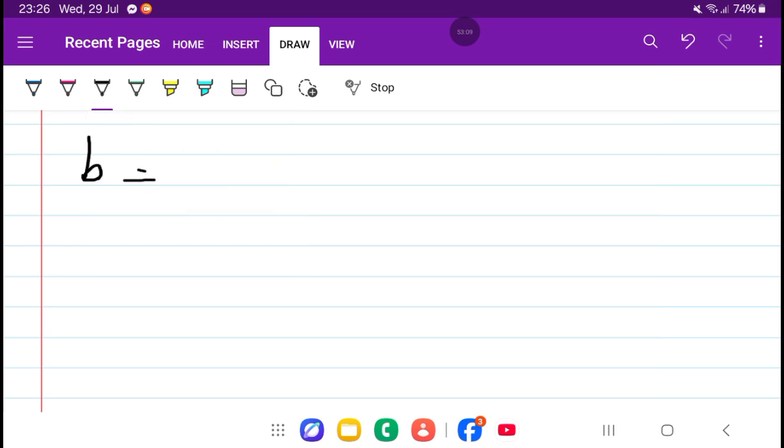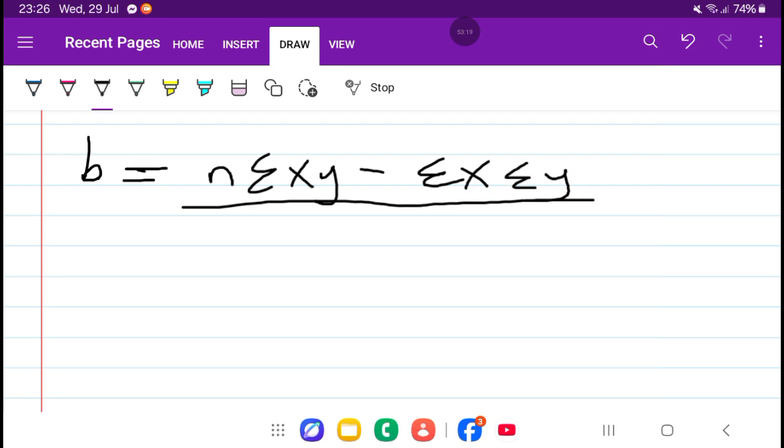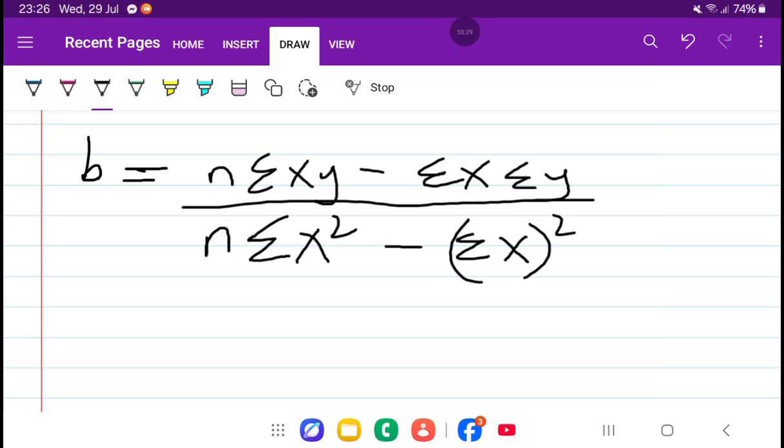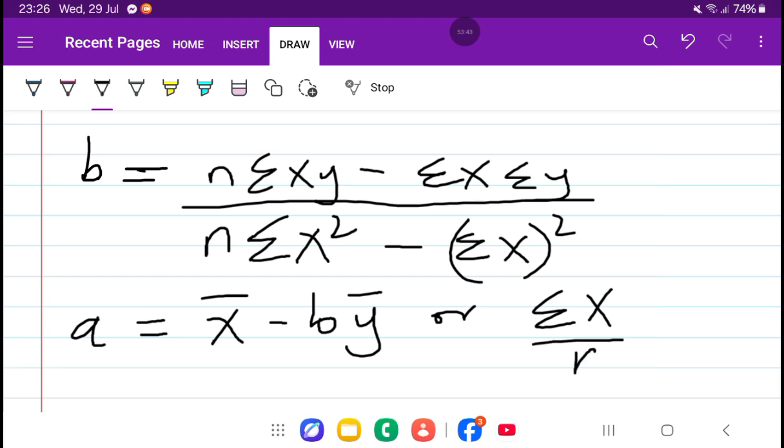So b is equivalent to summation xy minus summation x summation y over n summation x squared minus summation x bracket squared, and our a will be now x bar minus b y bar, or summation x over n minus b summation y over n. Our n is the number of values.